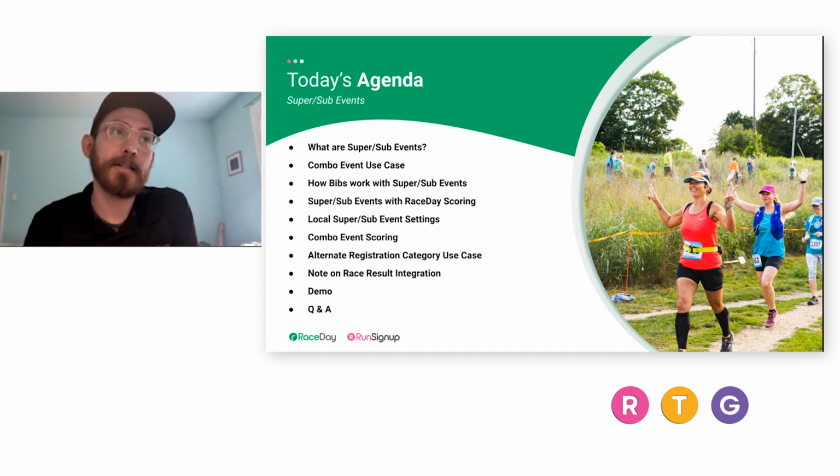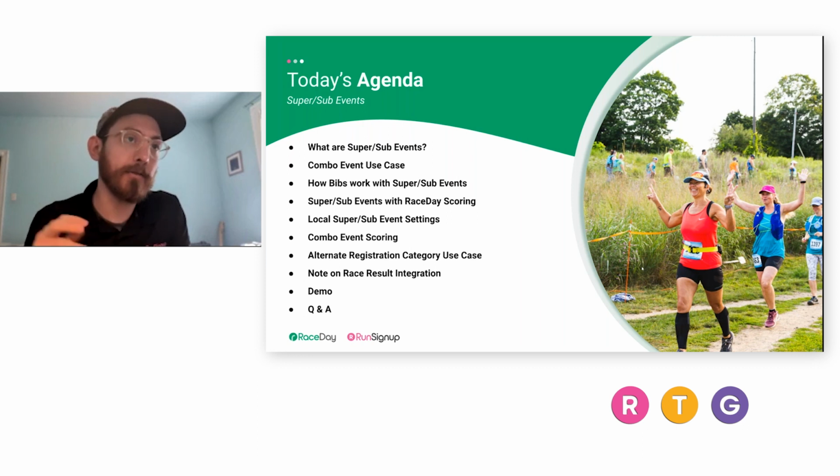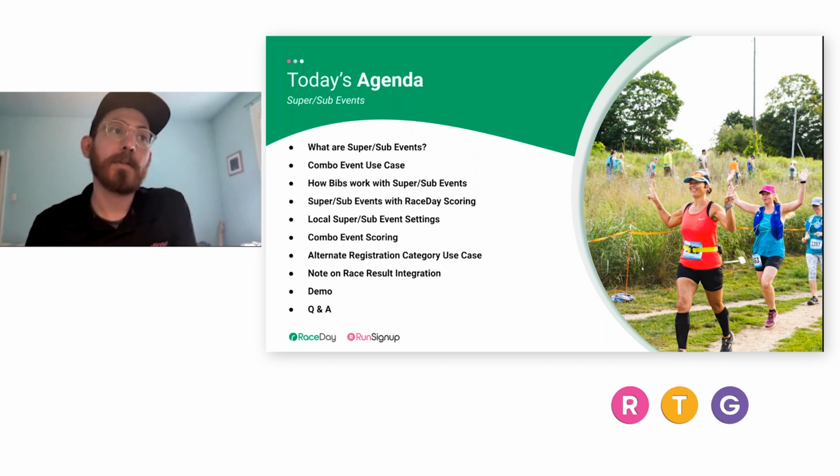We're going to briefly touch on combo event scoring. I recently did a video and setup guide on this functionality, so we won't be going too far into detail on the combo event scoring scenario, as we've got a lot of good content out there on that, and not too much time today. Then we'll talk about a different use case that we see sometimes, an alternate registration category use case. And then we'll finish up with a quick note on Race Result integration. If you're using that functionality to sync data between RunSignup and Race Result 12, how this works with it. And I'll do a quick demo and Q&A if you have any further questions. So let's jump right in, got a bit to go through.